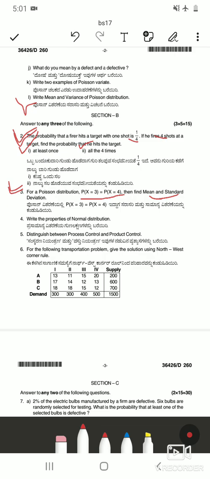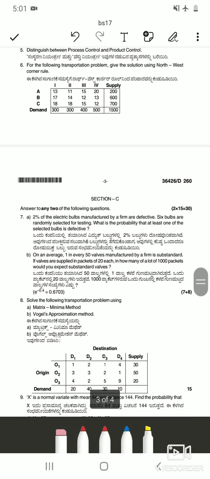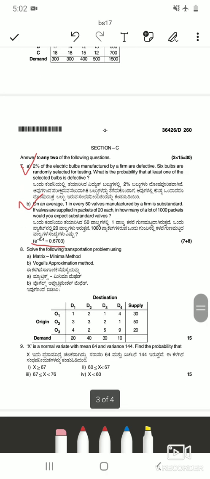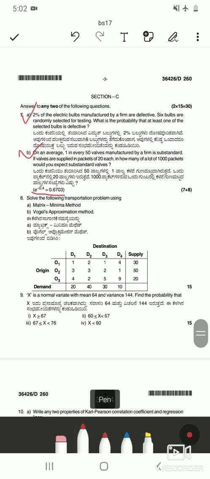A simple problem. Then in 5 marks you have properties of normal distribution from section C. So this question is 2% of electricity bulb. Okay, it is again binomial distribution, and this is from Poisson distribution. Here you can see they have given e raised to minus 0.4. So we will use this value in Poisson distribution itself. So this can also help you to identify which distribution to use sometimes.